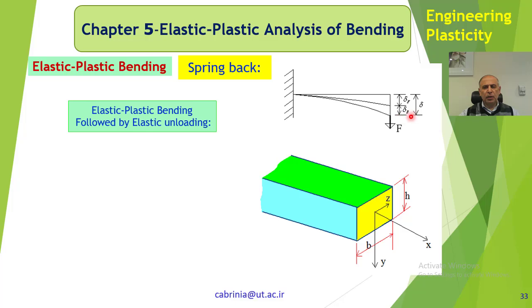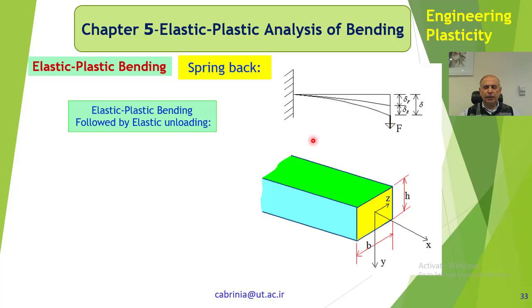the part that has been deformed plastically will remain permanently and will not change. But the part that has been deformed elastically, which is this part, will go back to its original place. So this beam will go back a little bit, but this is the permanent deformation delta F, which remains and does not change. And we call that a spring back because it springs back to its original place. You know what a spring is and what it means.